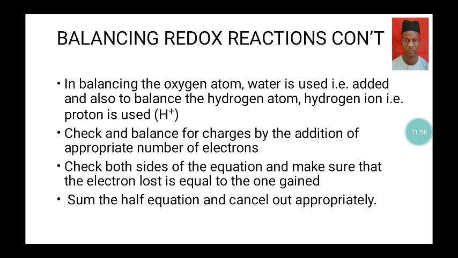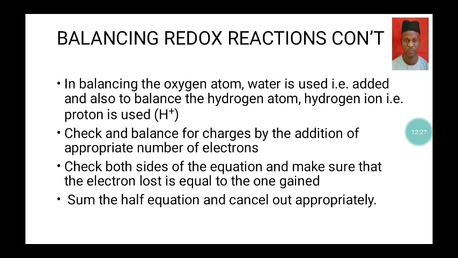In balancing the oxygen atom, water is added. Of course, if you want to balance the oxygen atom, you add water. And to balance the hydrogen atom, hydrogen ion or proton is used. Check and balance for charges by the addition of the appropriate number of electrons. At the same time, check both sides of the equation and make sure that the electrons lost are equal to the ones gained.